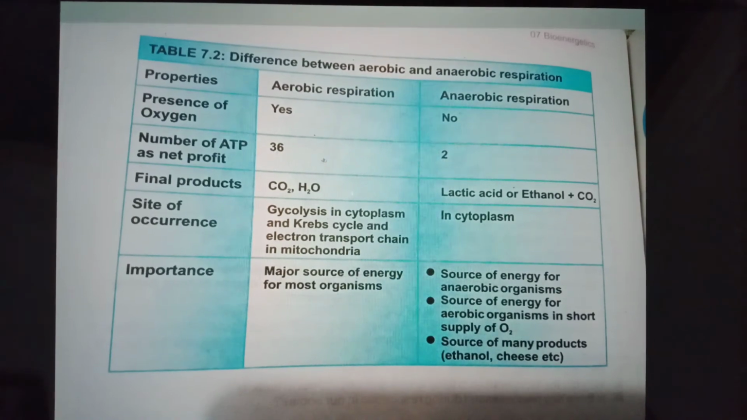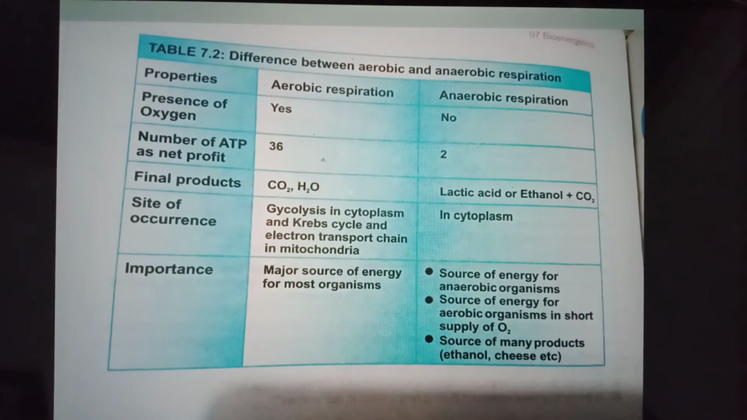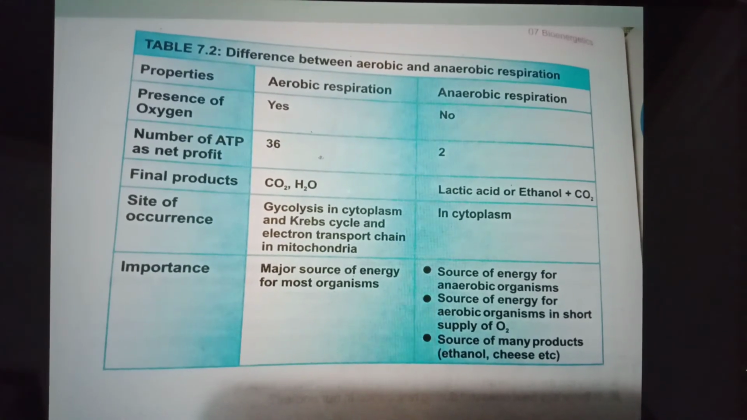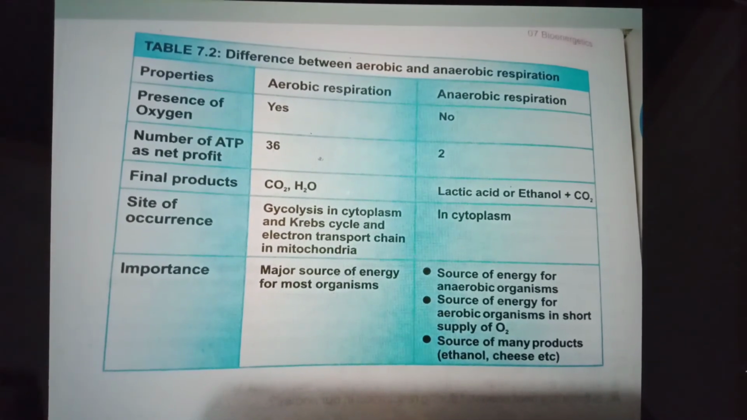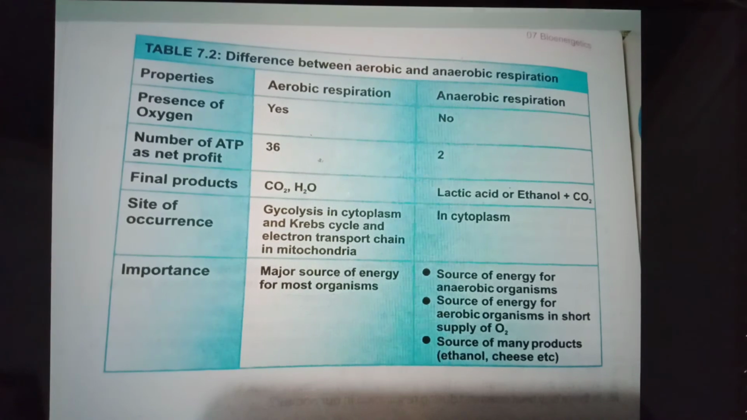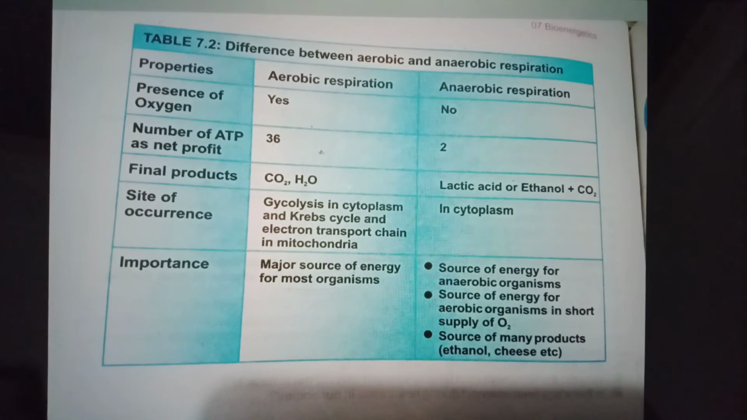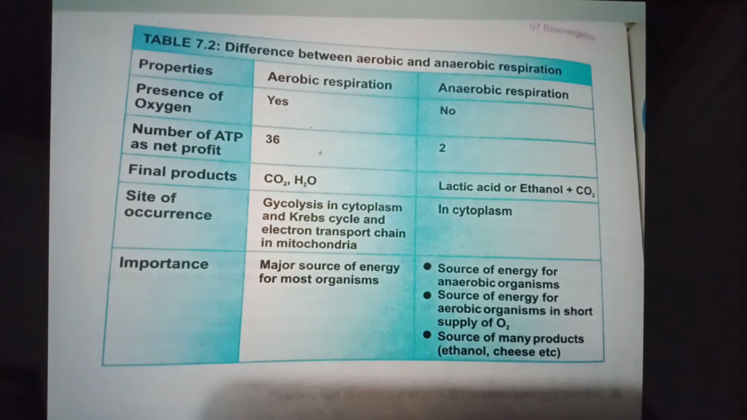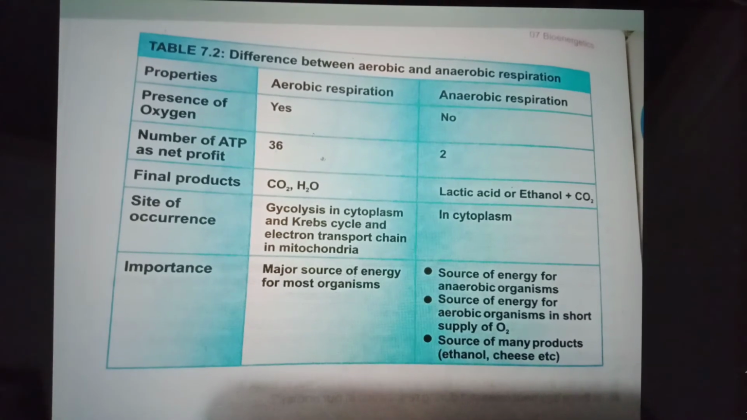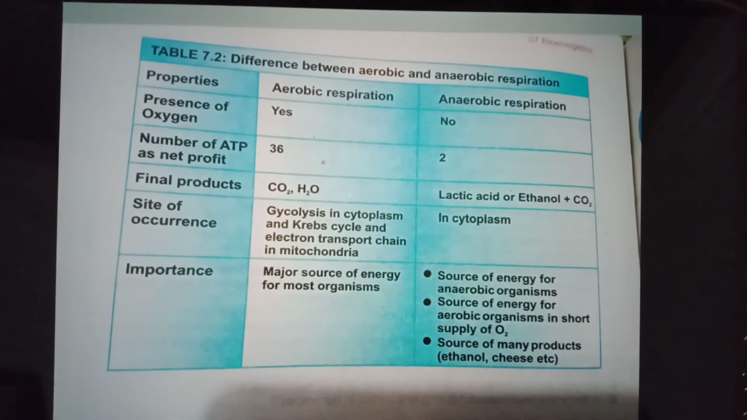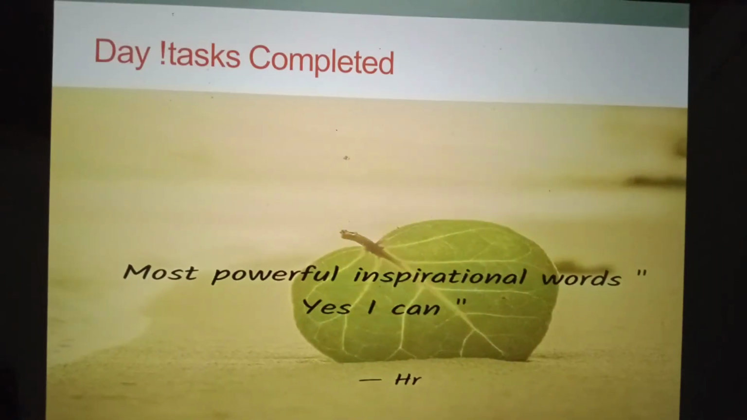Aerobic respiration occurs in glycolysis in cytoplasm and Krebs cycle and electron transport chain in mitochondria, while anaerobic respiration occurs in cytoplasm. Importance of aerobic respiration is that it is the major source of energy for most organisms, and the importance of anaerobic respiration is that it is a source of energy for anaerobic organisms, a source of energy for aerobic organisms in short supply of O2, and a source of many products, ethanol and cheese. Day 1 task completed.